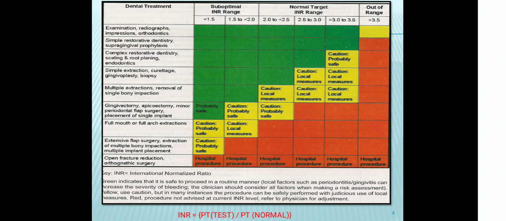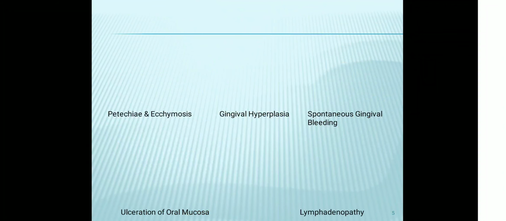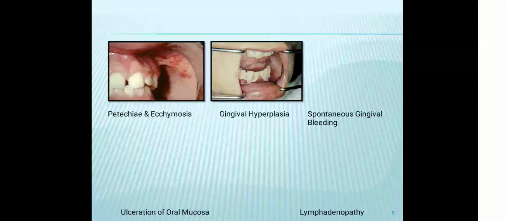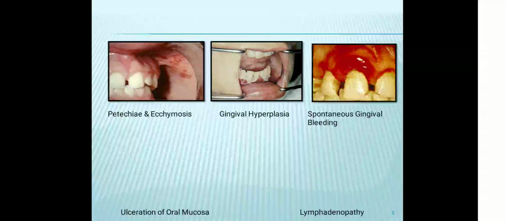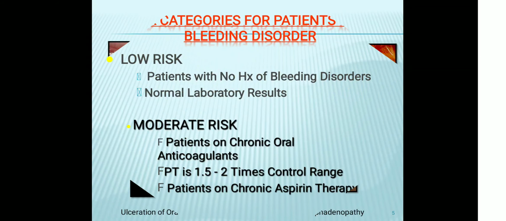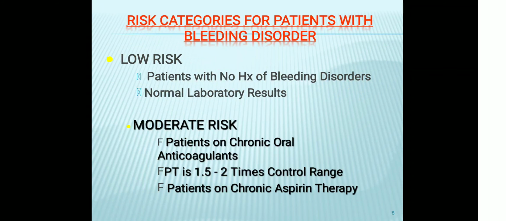So let's have a look again at the clinical features which we encounter in a dental clinic: petechiae, ecchymosis, gingival hyperplasia, spontaneous gum bleeding, ulcers, and lymphadenopathy. Now, I have taken up the risk categories according to the American Medical Association for patients with bleeding disorders. A low risk patient means a patient with no history of bleeding disorders. They have normal laboratory values.